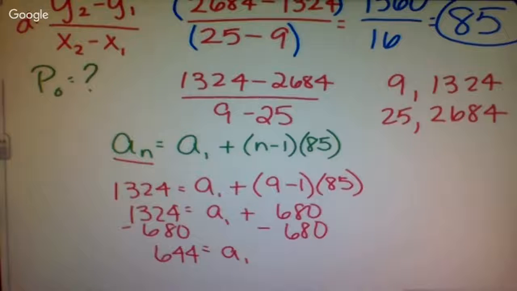They're actually asking for the seed, so we need to go one more space back. So we take that and subtract off your common difference. So we subtract off 85. We're what?